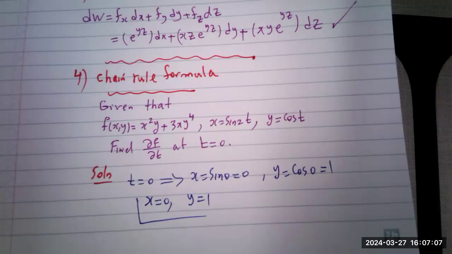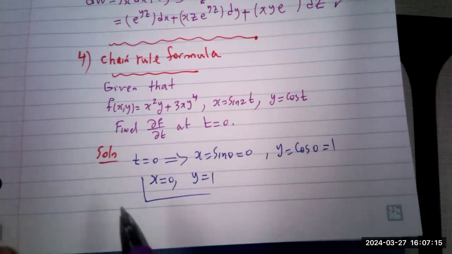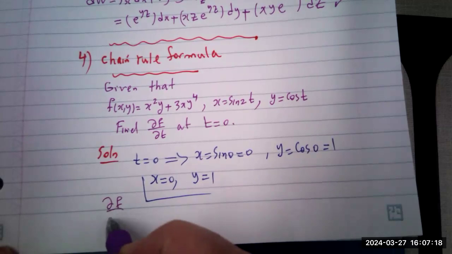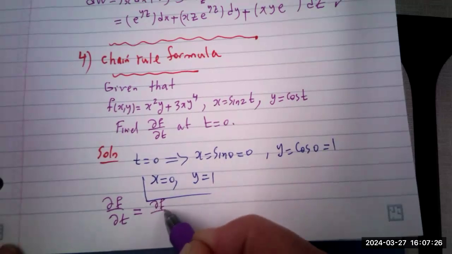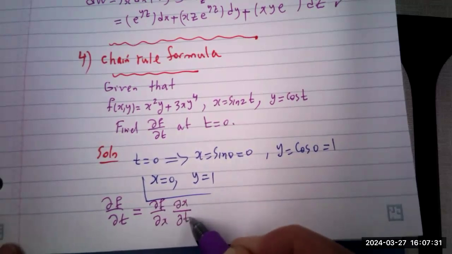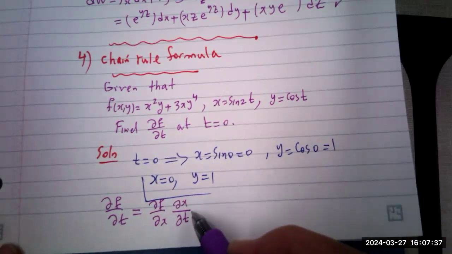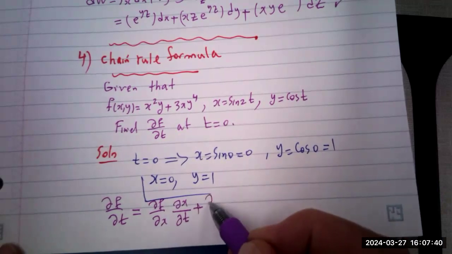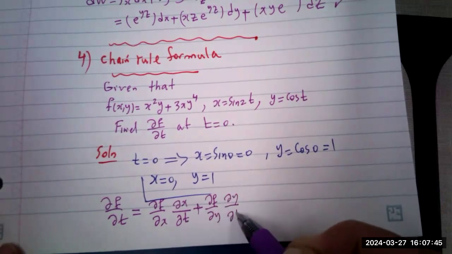f is a function of x and y, but x and y are functions of t. So just easy format. What's the formula? ∂f/∂t is equal to, f is a function of x, so you operate x first: ∂f/∂x times ∂x/∂t. You can go with dx/dt in this case too, both are the same. Plus, you repeat it again: f is a function of y, ∂f/∂y, and y is a function of t, ∂y/∂t. That's it.